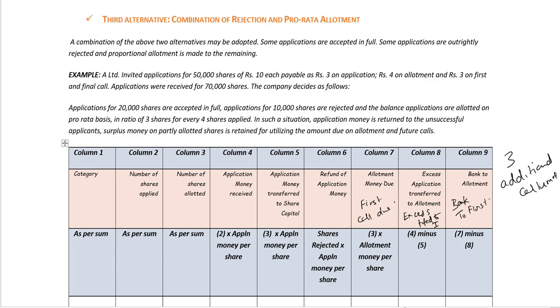So now in this video, we learn the journal entries at the time of oversubscription of shares, the 3 alternatives available, and the journal entries to be passed under each of these 3 alternatives. In the upcoming video, we will solve example sums on the topic of oversubscription of shares.